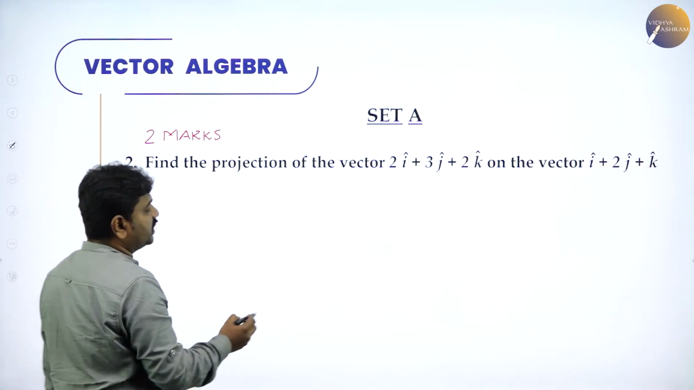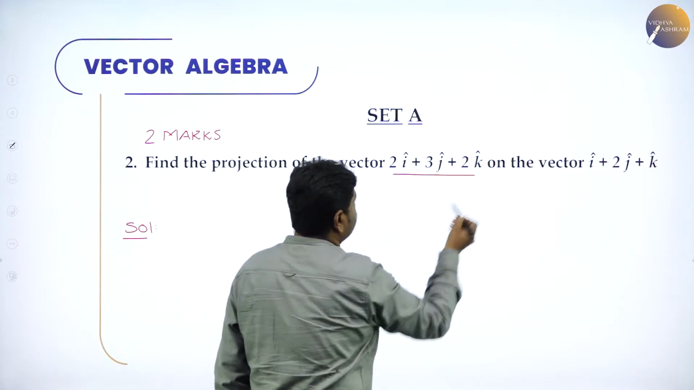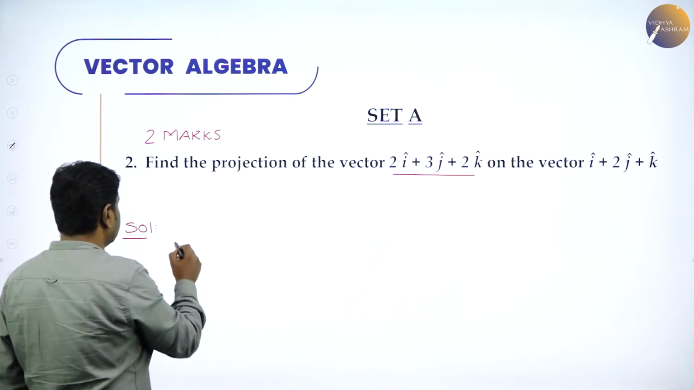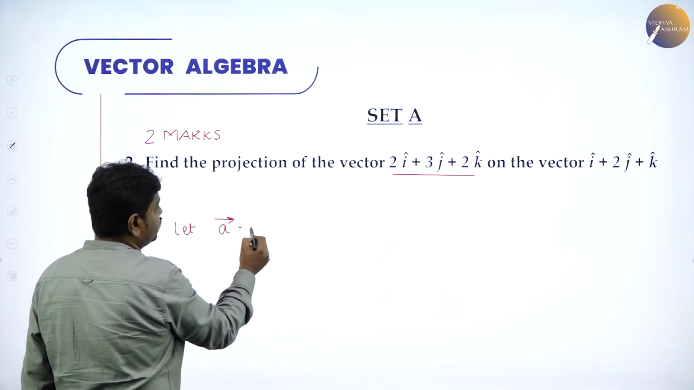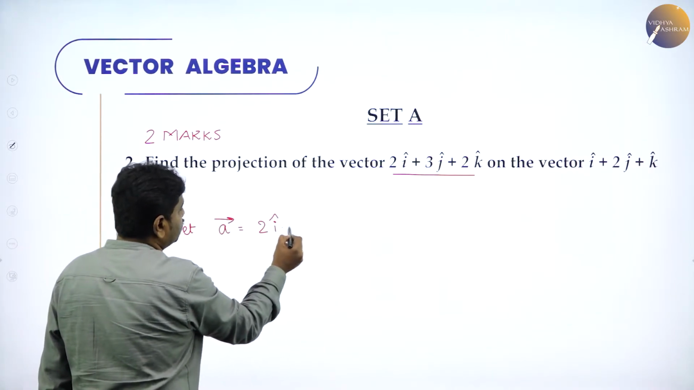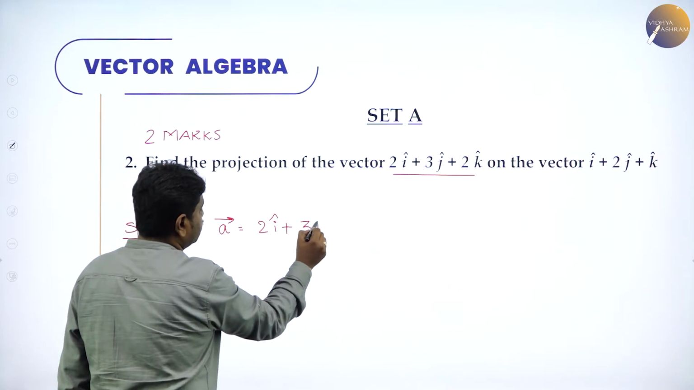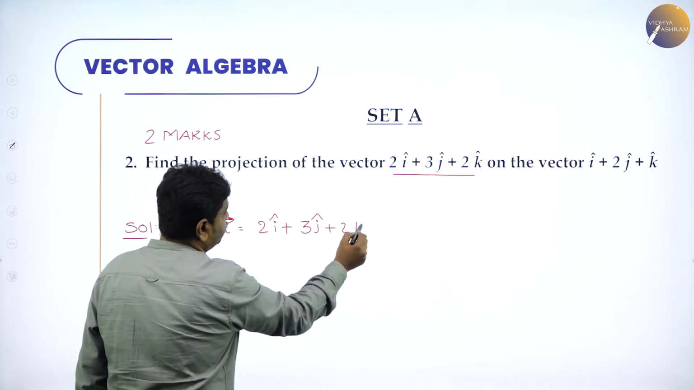First vector, you take it as A. So this is the first vector. Let us assume this as A. Let vector A be equal to the first vector. What is the first vector? 2i cap plus 3j cap plus 2k cap.